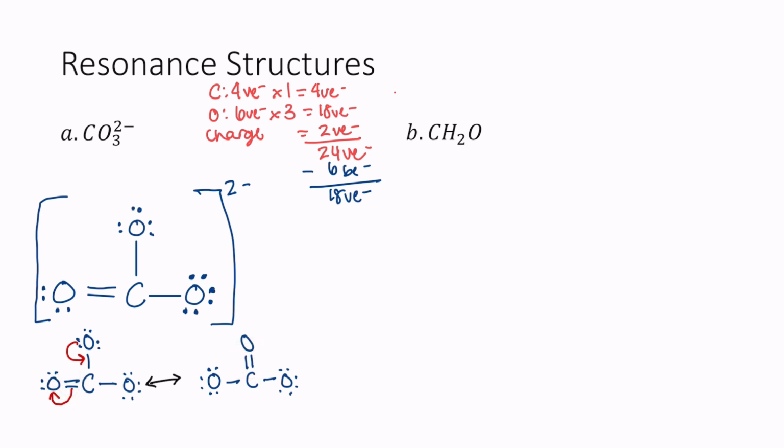I can move it one more time. I can move it here. So I can take the lone pairs of electrons from that oxygen and I can move the double bond electrons. And I can get my final resonance structure.